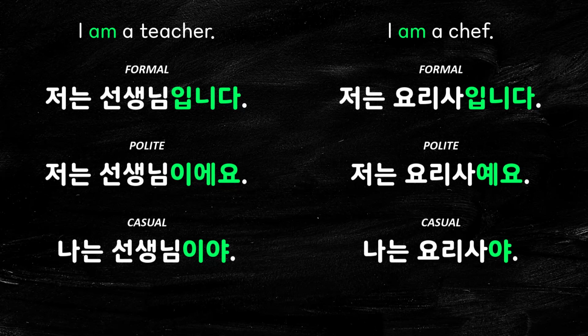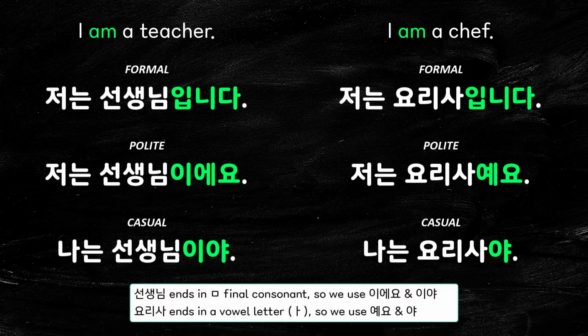And the reason we use different forms is because the final syllable of the two nouns, 요리사 and 선생님, are different. 선생님 ends in 미음 받침, a final consonant. And when the noun ends in a final consonant, we use 이에요. However, we use 예요 if the final syllable doesn't end in a final consonant, like 요리사. 사 ends in a vowel 아, so we use 예요 and say 요리사예요.